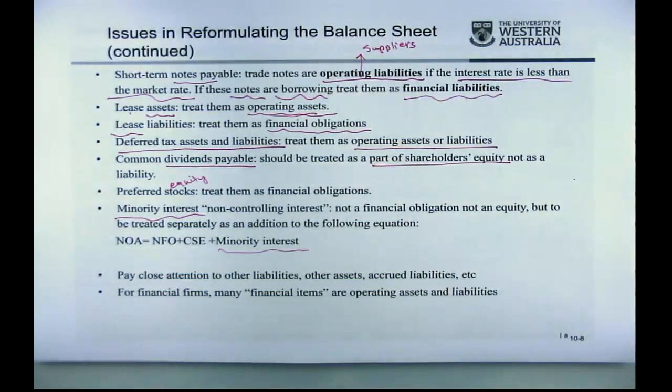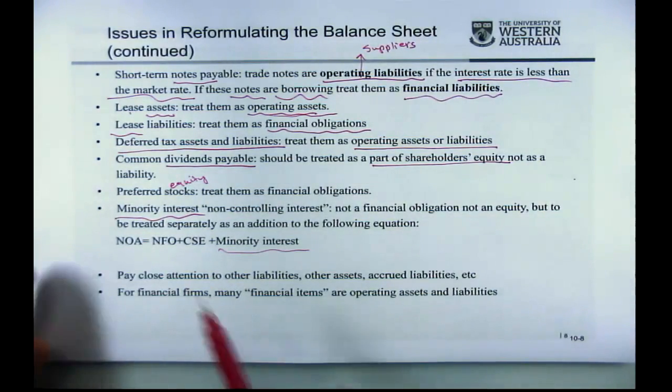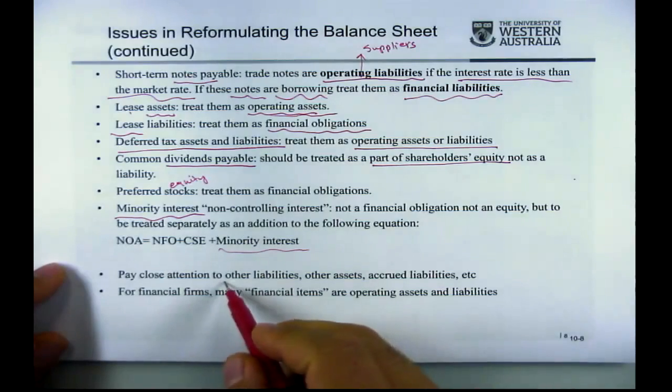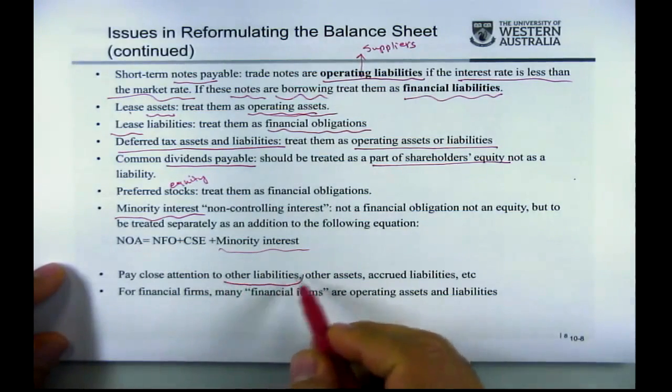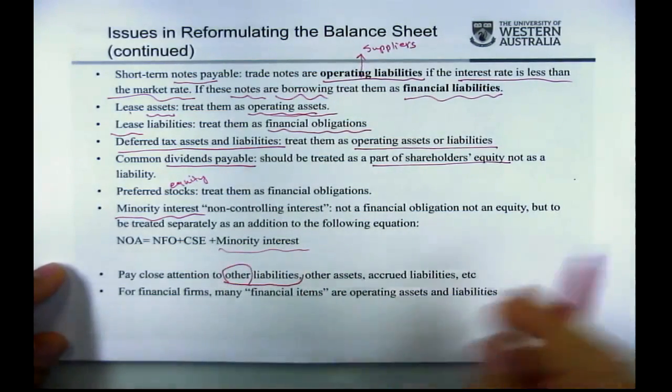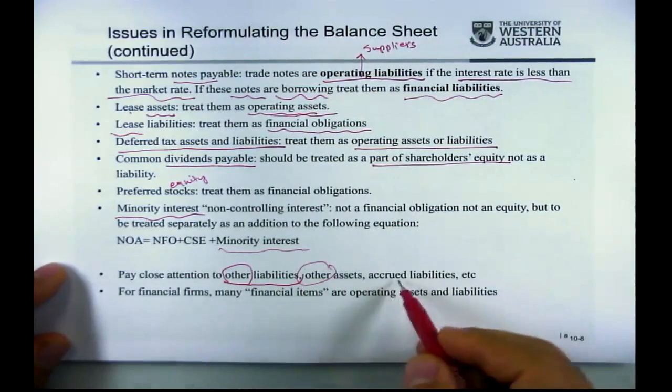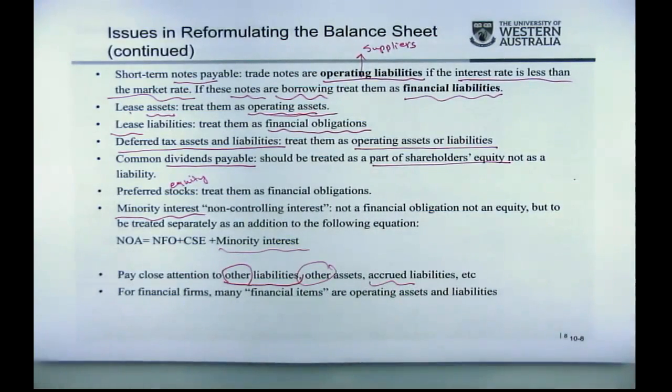When you analyze the financial statements of any firm, please pay close attention to broadly named accounts like other liabilities. What do you mean by other? What do you mean by other assets? What do you mean by accrued liabilities? So go to the footnotes and pay close attention and try to reclassify any items that were improperly reported there. Okay? Make sense? So this is how we do it.